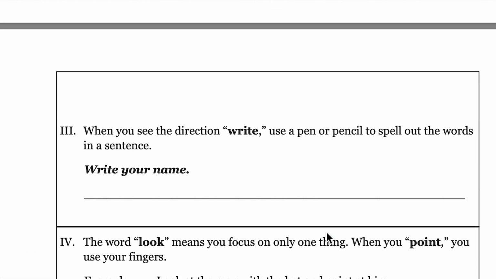When you see the direction write, use a pen or a pencil to spell out the words in a sentence, like write your name. That's a very simple, basic direction. Basically, with the command write your name, they're just going to write out their name. And hopefully, if they're using the same letter system as we do in English, then that will be very simple. But if they use a different system, like Arabic, for example, or Russian, they don't use the same letters we do, so they really need to reference the alphabet if necessary. You're just going to have to be patient with them about that.